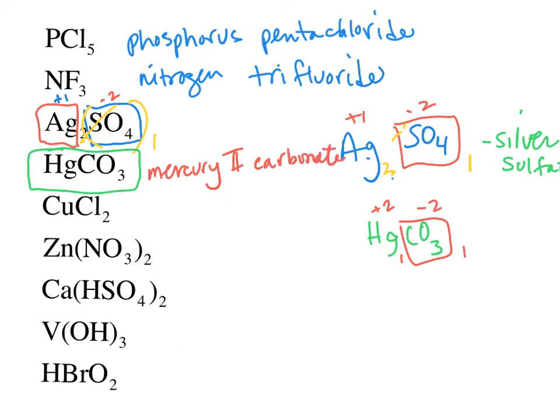All right, the next one, copper can be either +2 or +1. Since each chloride is -1, then this is going to be copper 2 chloride because you only have one copper there. So this would be copper 2 chloride.